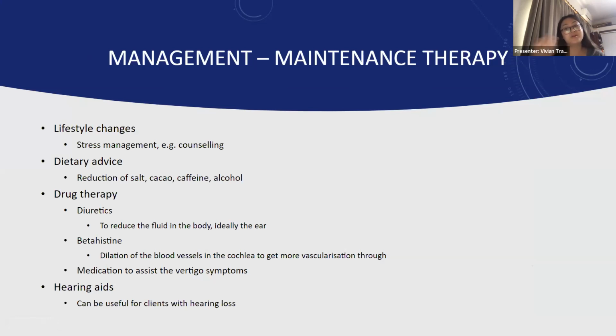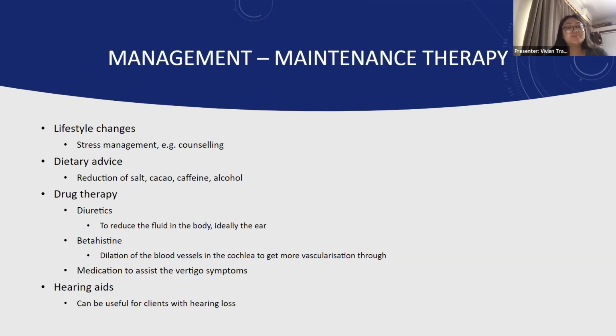Although there is no cure for Meniere's, there are some methods that we can use to help manage the symptoms. For example, like I said, stress was a potential cause, so maybe lifestyle changes are something we can consider, for example, counseling to help manage stress. Diet is also something that can be a cause. For example, the intake of salt, cacao, caffeine, and alcohol can actually induce Meniere's. So we might want to consider reducing salt, cacao, caffeine, and alcohol in our diet.